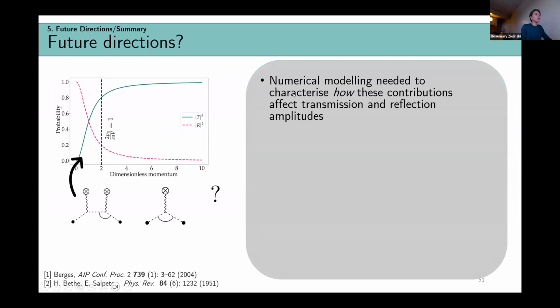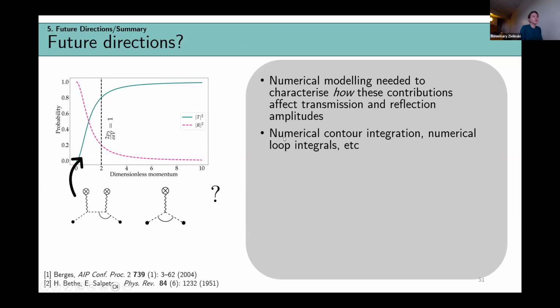As I said before, we need numerical modeling to characterize how these contributions affect transmission and reflection amplitudes. And the reason why this is a little bit difficult is because, and this is something I've swept under the carpet a little bit in this talk, for these particular Feynman diagrams, because we have an interaction with a non-Lorentz invariant external potential, it means that our Feynman diagrams don't have manifest Lorentz invariance. So we can't employ some of the techniques that one would normally be able to employ to compute higher order loop corrections. And that does increase the difficulty here.